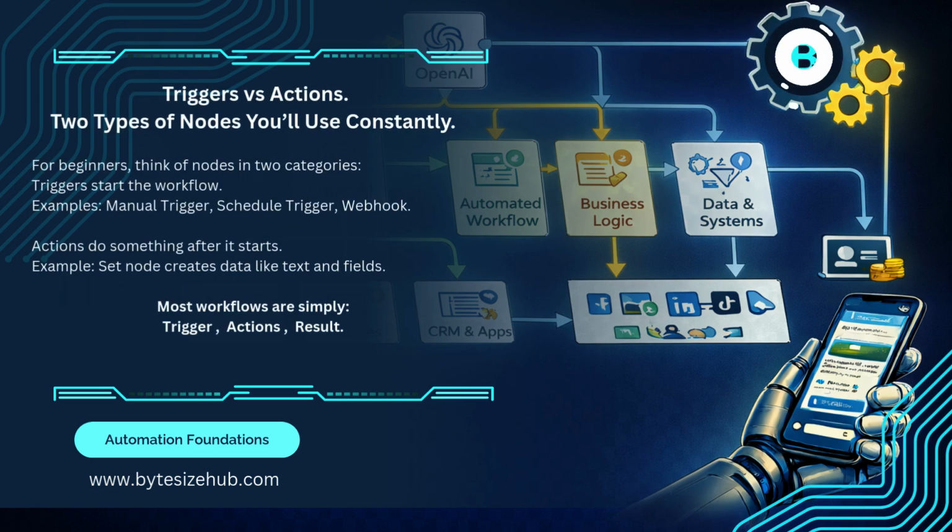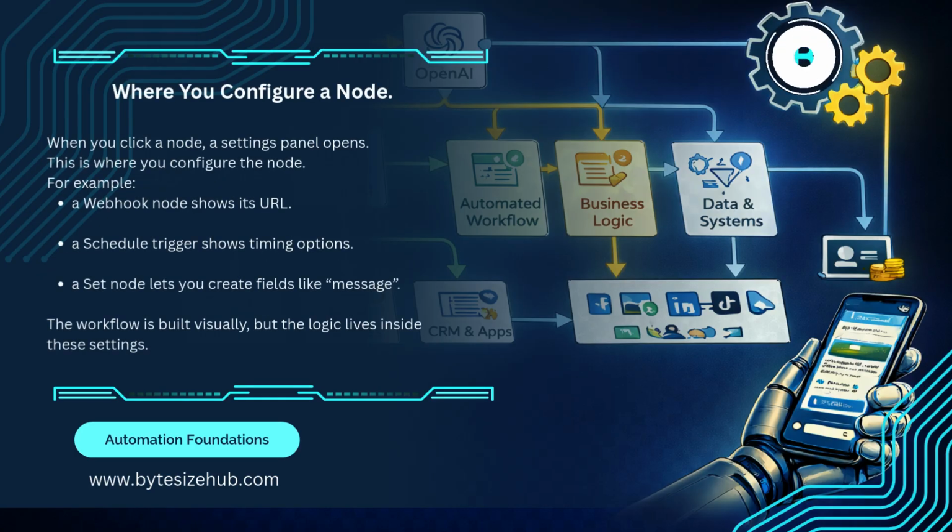Triggers versus actions. 2 types of nodes you'll use constantly. For beginners, think of nodes in 2 categories. Triggers start the workflow. Examples: manual trigger, schedule trigger, webhook. Actions do something after it starts. Example: set node creates data like text and fields. Most workflows are simply trigger, actions, result.